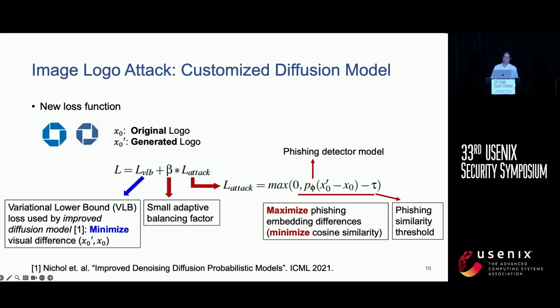Beta is the adaptive balancing factor. We keep it small so the L attack loss wouldn't overwhelm the VLB loss. When we train the whole thing, we freeze the phishing detector's model, so only the model weights of the diffusion model will be updated.